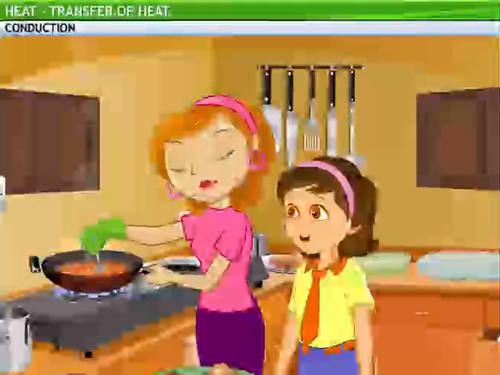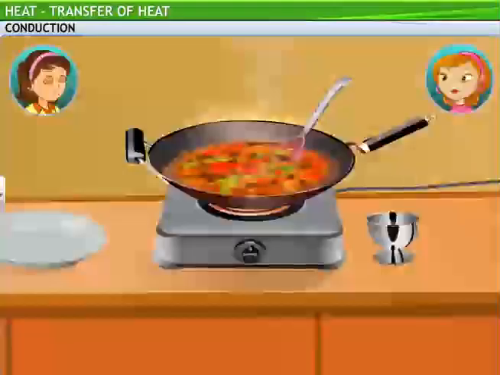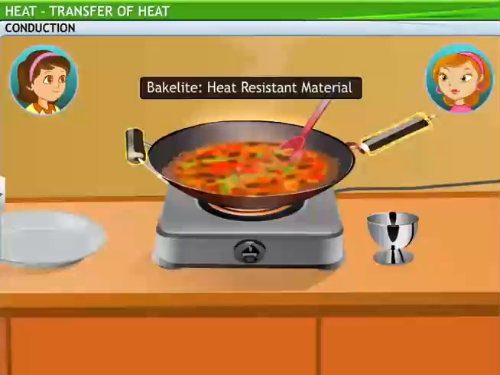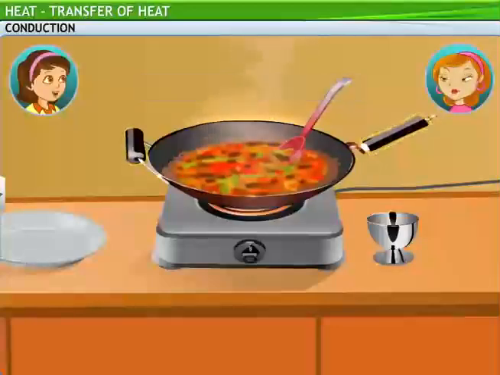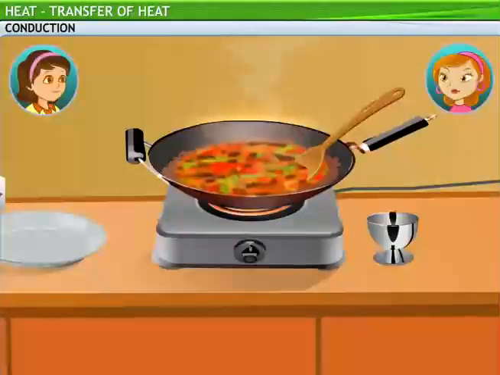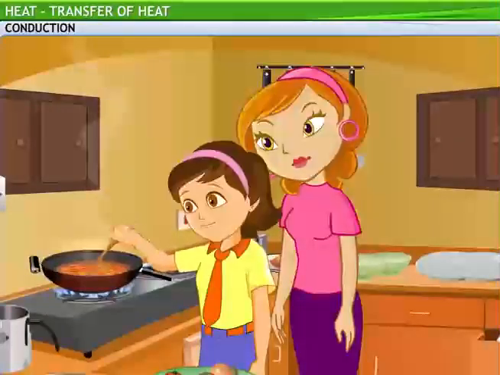Mom, how could you hold those handles? Didn't the heat sting your hands? Don't worry. The handles of this wok are made of Bakelite, a heat-resistant material. These handles don't get hot. I don't understand. Here, I'll show you what I mean. I have replaced the steel spoon in the wok with a wooden spoon. Try stirring the stew using this spoon. You don't need to use gloves. Really? Yeah, you're right. It doesn't feel hot at all.